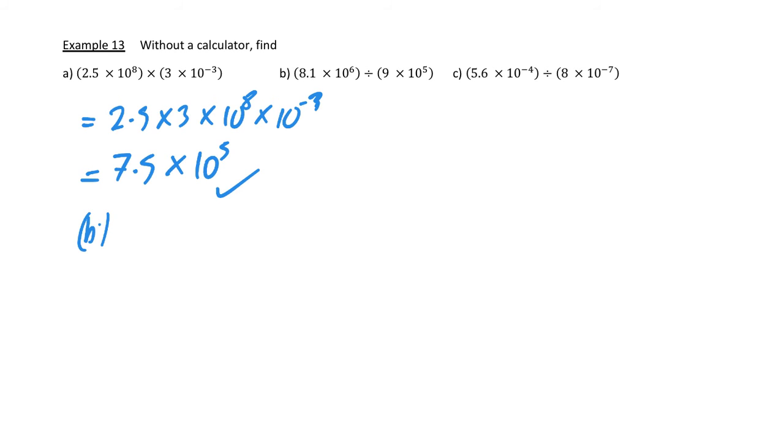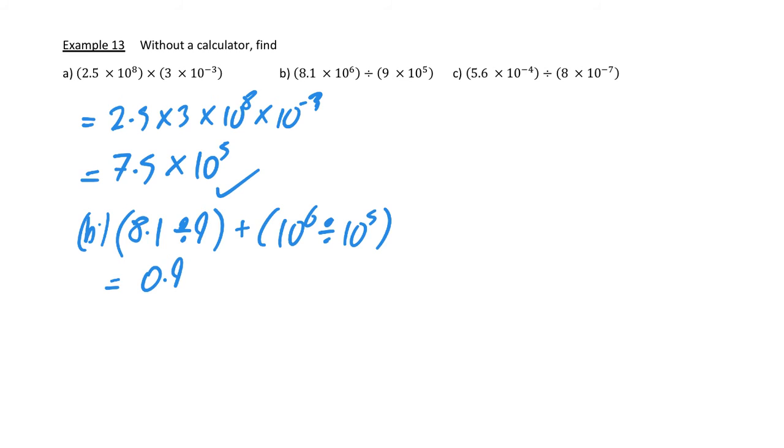Part B, we're going to rewrite it as 8.1 divided by 9. So we're dividing our numerical bits, and then we've got our 10 to the power of 6 divided by 10 to the power of 5. So 8.1 divided by 9 is going to be 0.9, and then that's going to be times just 10 to the power of 1. Now, look critically at your answer.